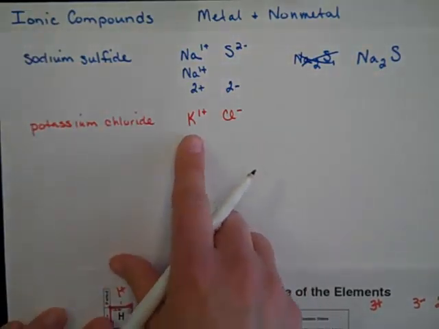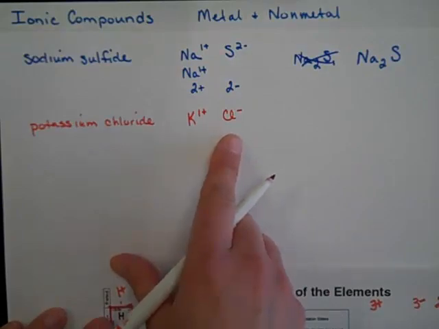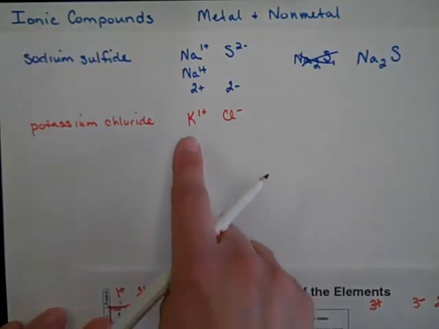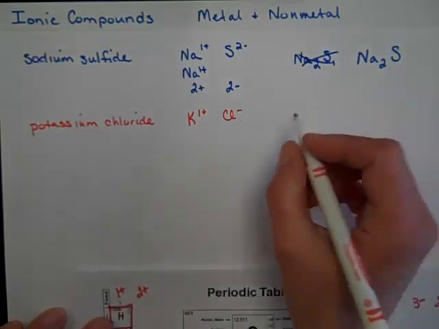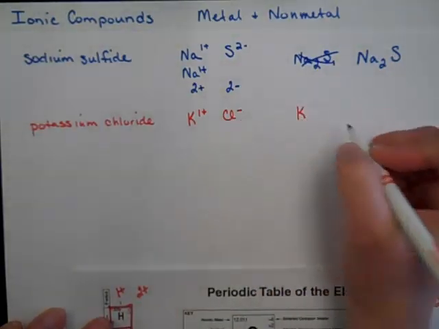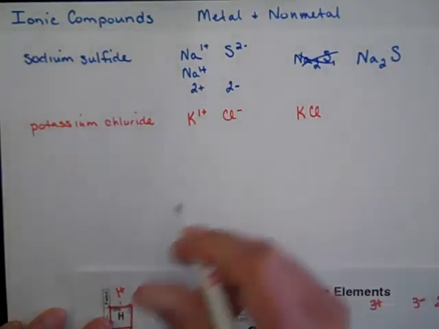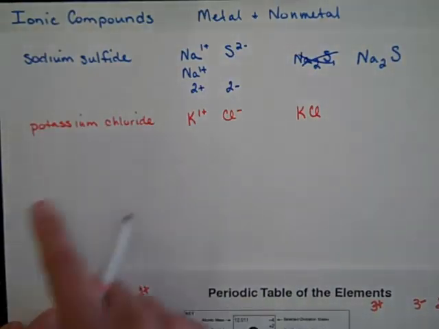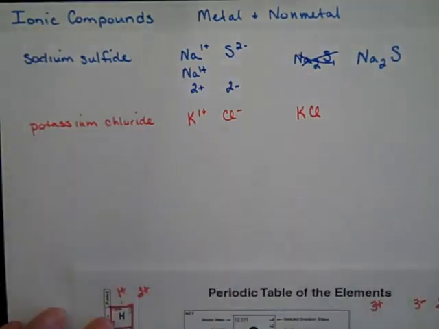So if we look at this, we have a positive 1 charge with our potassium. We have a negative 1 charge with our chlorine. This one's pretty easy because it's already balanced. We just need 1 of each. So if we have 1 potassium and 1 chlorine, that gives us our potassium chloride. So this is the formula for potassium chloride.